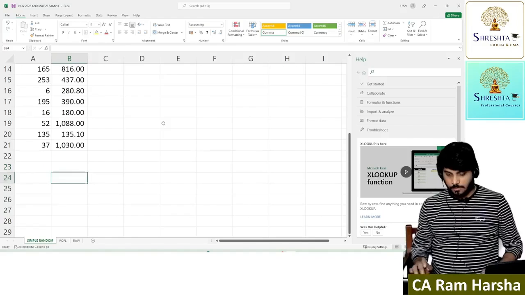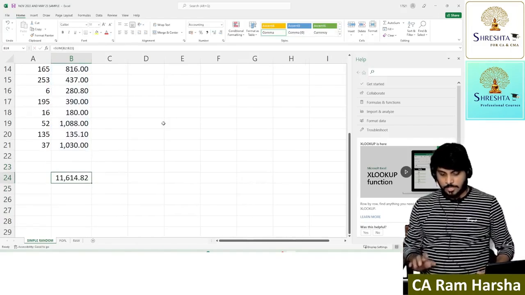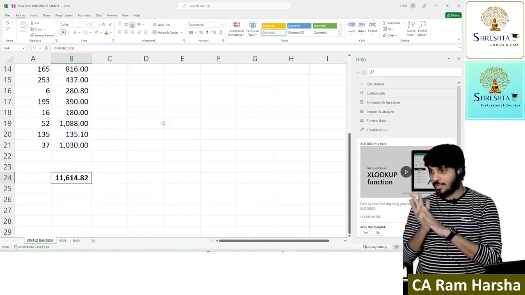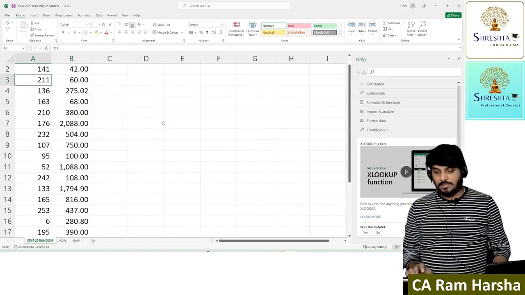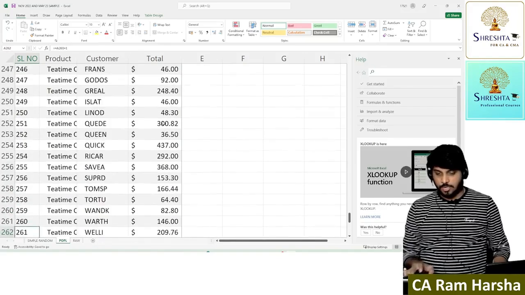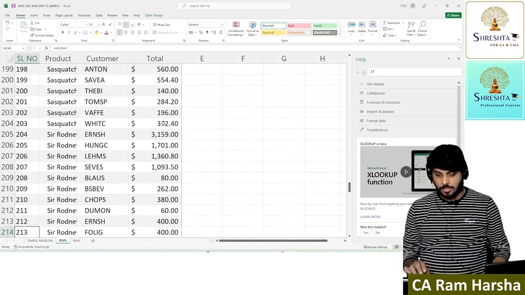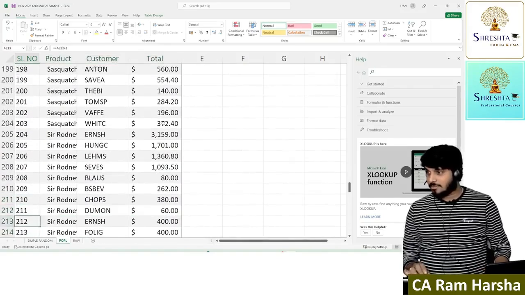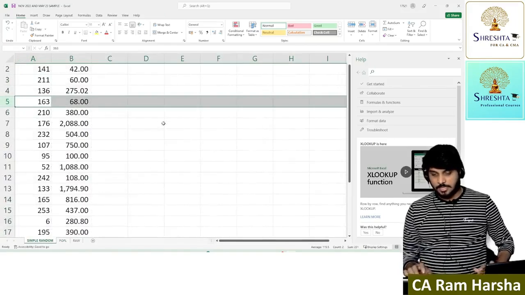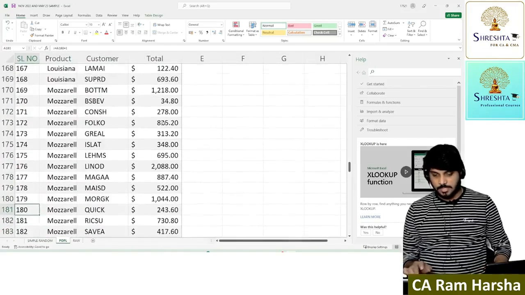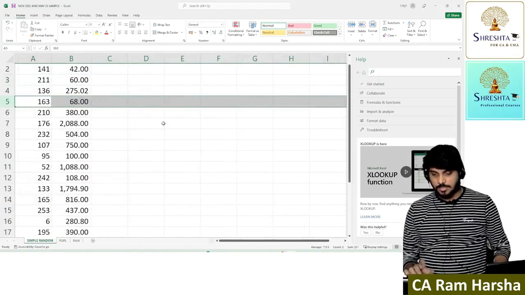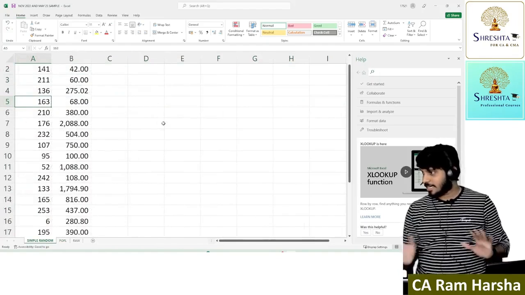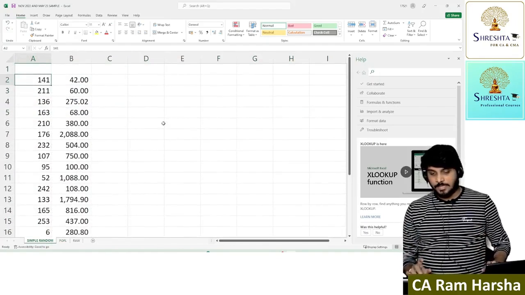So these are the total vouchers which I have selected. What is the total voucher value selected for the sample? 11,614. Have you understood? 211 voucher value is 60 rupees. We'll see whether the 211 voucher value is 60 rupees or not. Yes, exactly, correct. And 163 voucher value, how much is it? 68. Here also it is 68. Correctly arrived or not?